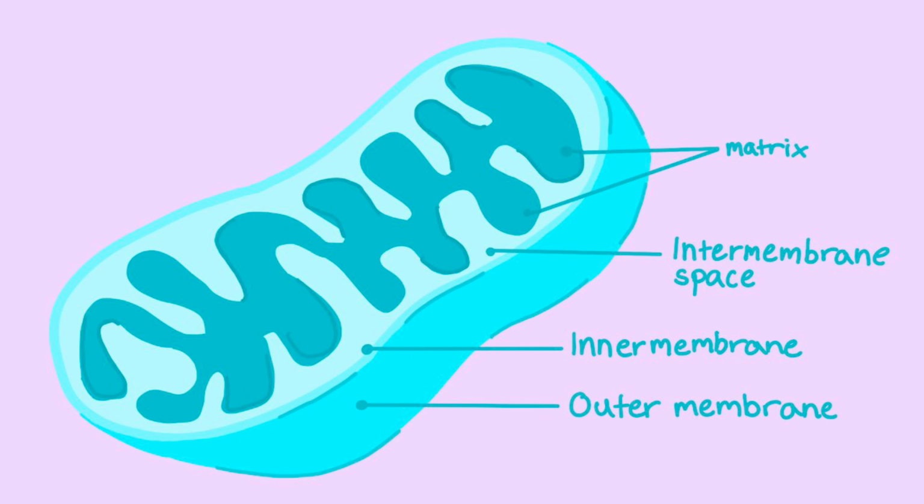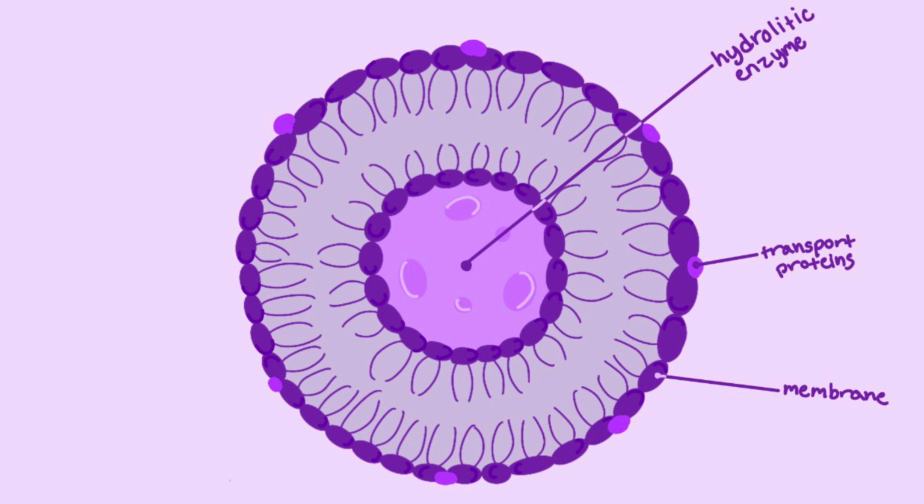Next, lysosomes. A lysosome is similar to a vesicle, except inside it has hydrolytic enzymes, and its internal pH is about 5, making it acidic. These hydrolytic enzymes allow it to fuse with other structures to break them down or to facilitate ingestion.